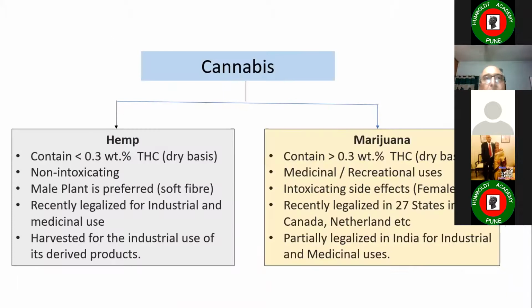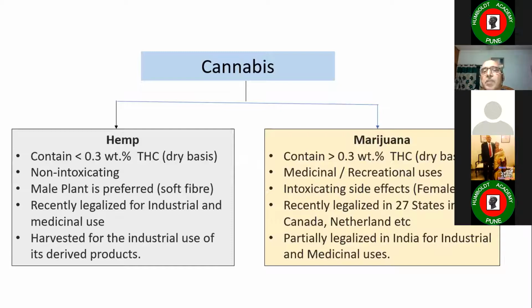Next, I just want to make the difference between hemp and marijuana. Hemp is where the tetrahydrocannabinol, the basic psychoactive component of cannabis, is less than 0.3% in the USA and 0.5% in India, legally speaking. Otherwise there is no difference. Basically, the male plant has that type of ability, and it is harvested for industrial uses and derived products. We will come back to that.